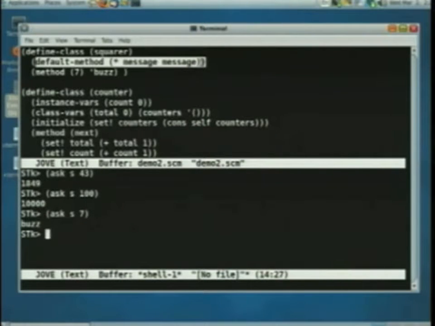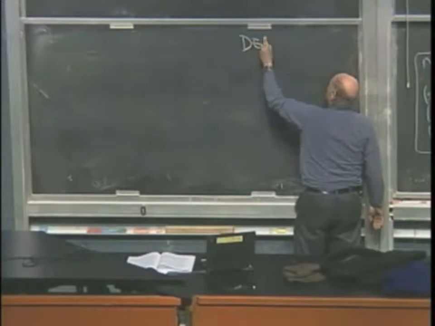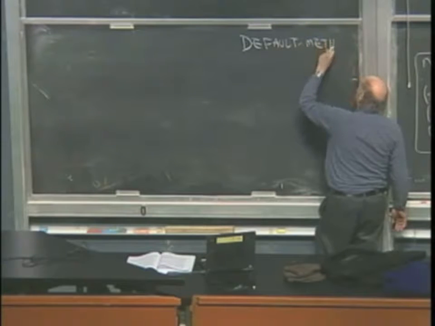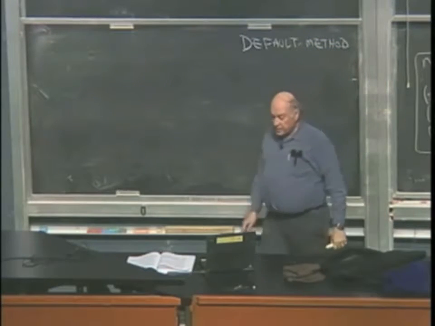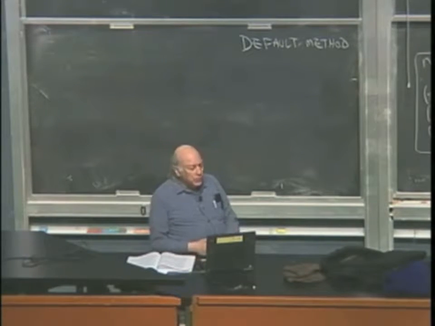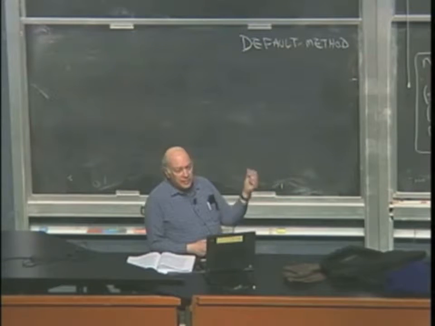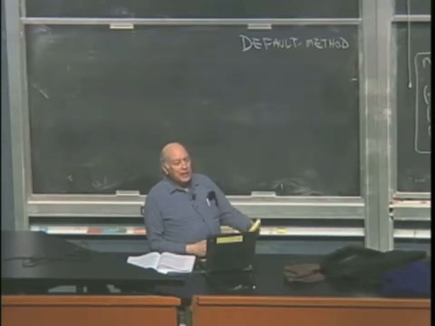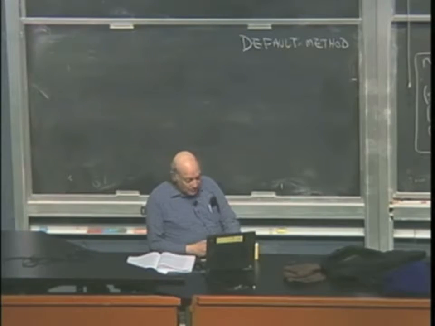A new clause we haven't seen before. You can think of this as an alternative to inheritance, to having a parent clause for messages that you don't know how to deal with. So what the parent says is, if I don't know how to deal with a message, ask my parent. This says, if I don't know how to deal with the message, here's how. And in this case, the default method says times message message.